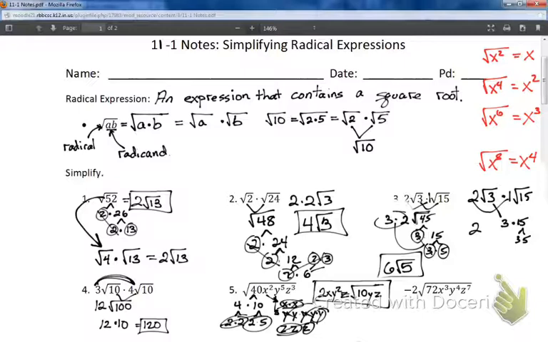And then what happens when you have the odd numbers, like 7, well, you just need to think of one less than that.